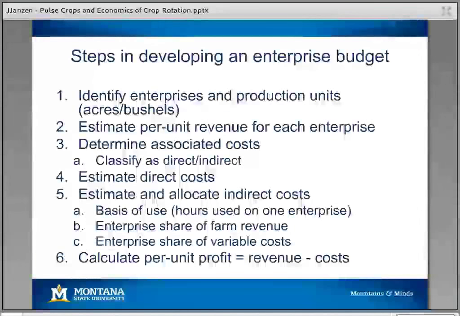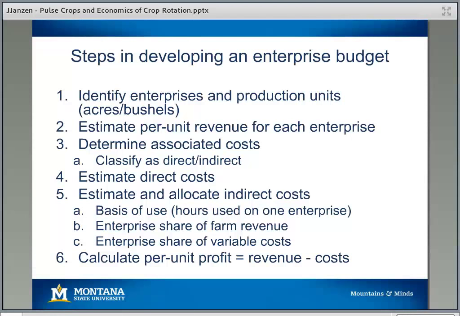Okay. So just thinking about how these enterprise budgets are developed, it's important to identify different enterprises and the production units. In this case, the production units are generally always going to be acres, and we're going to estimate per acre revenue for each enterprise. That, I think, is pretty straightforward, right? We're going to think about revenue per acre as price times yield. We've got to determine what costs are associated with that enterprise, and classify those costs as direct or indirect. We can go out and measure or estimate what those direct costs are.